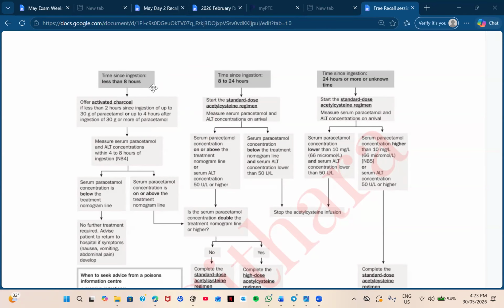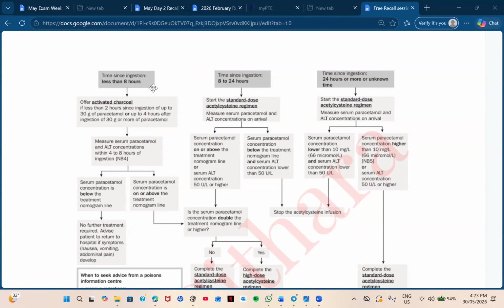If it is less than 8 hours, you can consider activated charcoal if possible or not, but otherwise you need to always measure the serum paracetamol level. If it is more than 8 hours, or an unknown case, don't wait for it. Just start with the standard dose of NAC. Then you can do other interventions, right? Remember, very important.